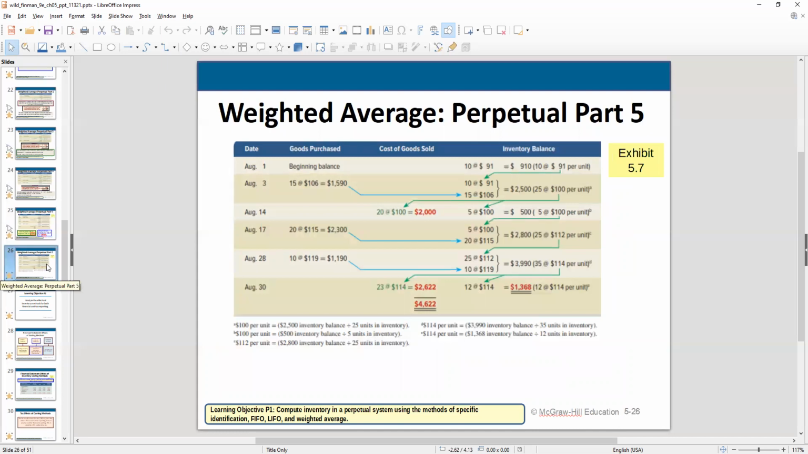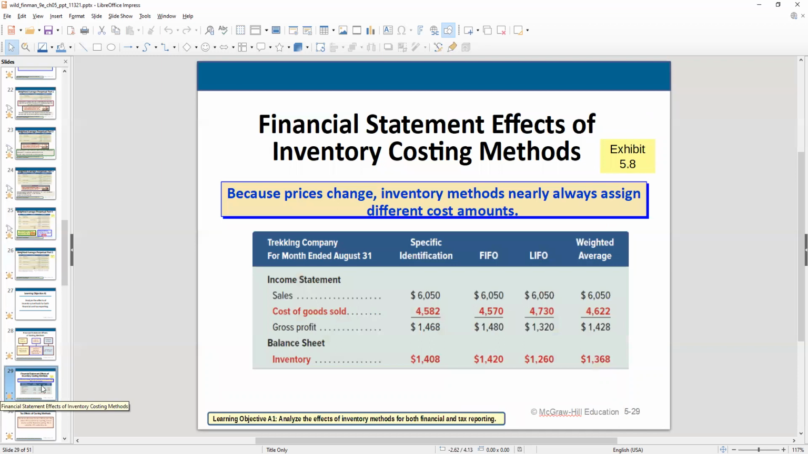And this is what it looks like all combined, all the prior slides put together. Let's see, I'm going to jump ahead here. All right. So if we look at the 4 different methods, under specific identification, cost of goods sold was $45.82. Under FIFO, it was $45.70. That's pretty close to specific identification.